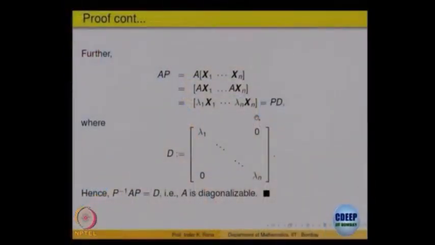So, this proves the theorem that a matrix A is diagonalizable if and only if there are n eigenvalues and the eigenvectors corresponding to them form a linearly independent set. That is the condition for diagonalizability.